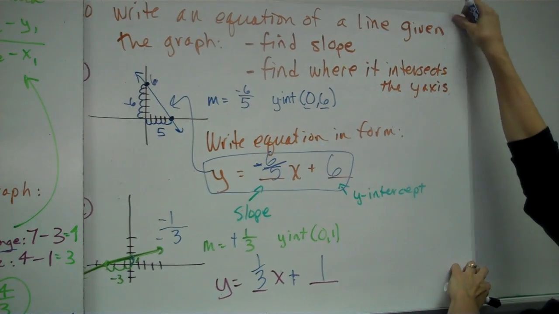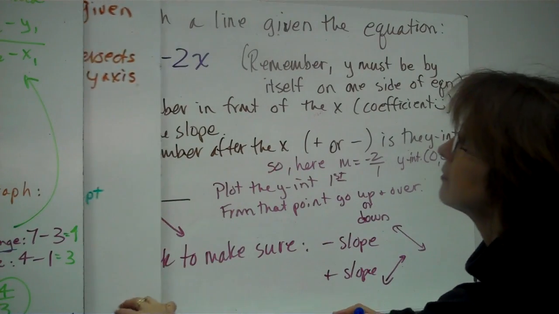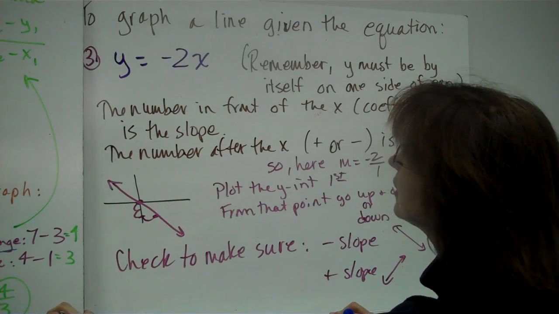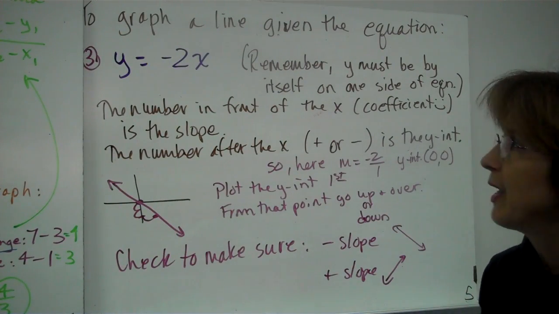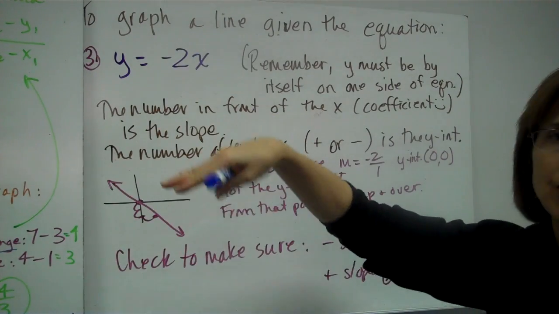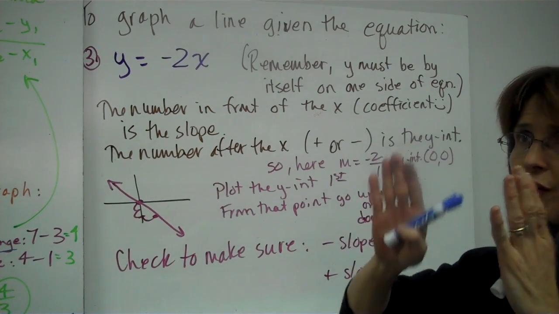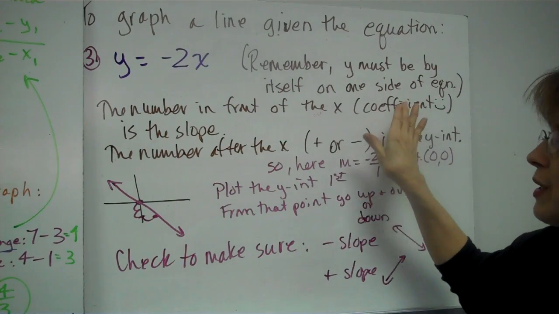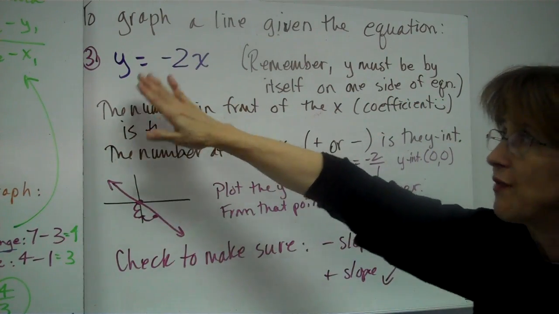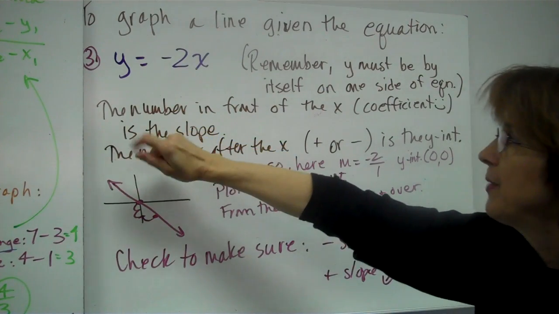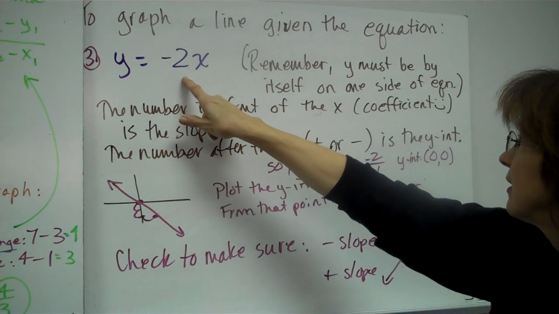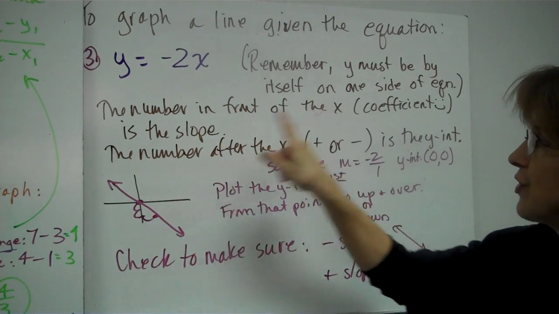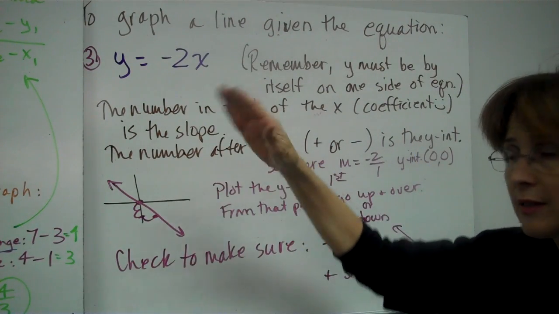Okay. Now, to graph a line given the equation, okay? Now here we have just the equation, no picture, no graph, nothing. We've got to figure out what it's going to look like. So remember, y must be by itself on one side of the equation. So first of all, you have to make sure that y is by itself, okay? The number in front of the x, the coefficient, remember that's called the coefficient, is the slope, is how it's tilted, okay?